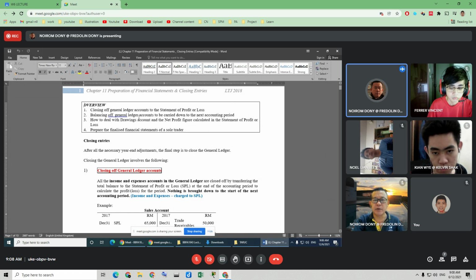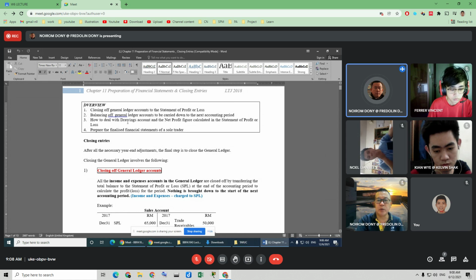Balancing of general ledger accounts to be carried down to the next accounting period. So only asset, equity, liability you carry forward from one year to another year. So that's why we have debit balance for asset, credit balance for equity and liability.